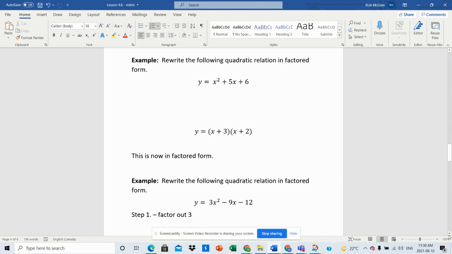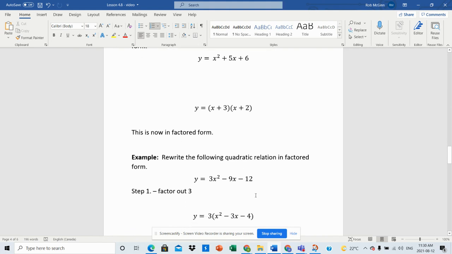So when we do that, 3x squared divided by 3 is just going to give us x squared. 3 divided by negative 9x is going to be negative 3x. And negative 12 divided by 3 is going to be negative 4. I think I said it backwards here. That should be negative 9x divided by 3, not 3 divided by negative 9x. So negative 9x divided by 3 gives us negative 3x. Negative 12 divided by 3 gives us negative 4. So now we factored out 3. Our 3 is still here. It's just outside the brackets.